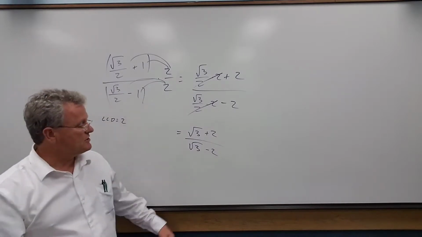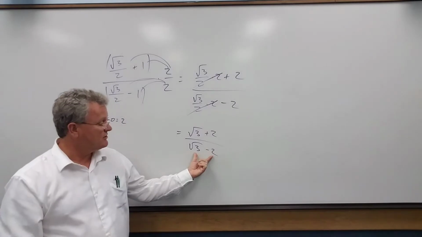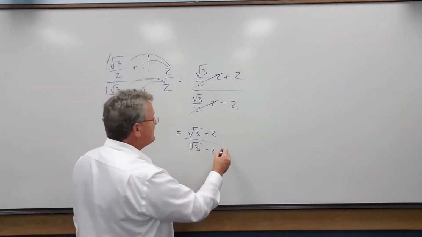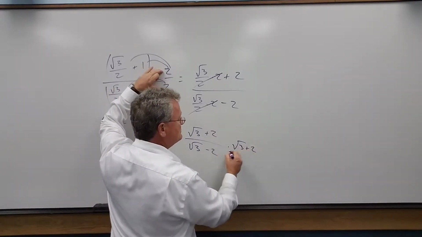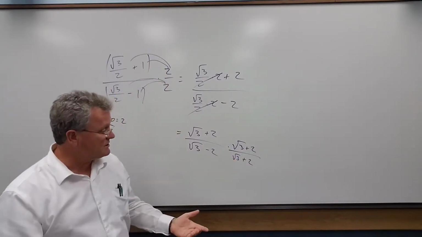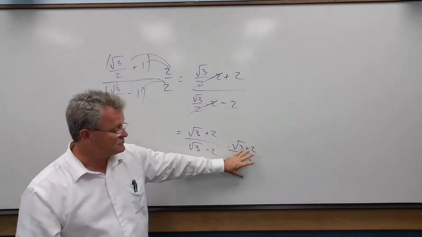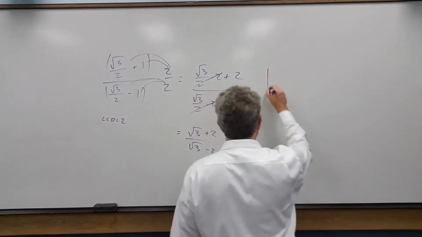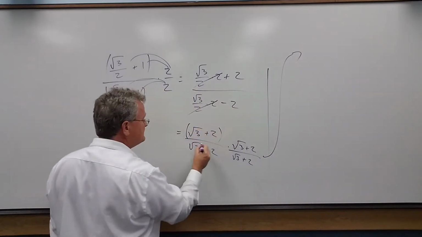Now most teachers are going to want the denominator rationalized. To rationalize this denominator, we multiply by the conjugate, root 3 plus 2. But again, just like over here, we can't just multiply by root 3 plus 2. We got to multiply by root 3 plus 2 over root 3 plus 2, because this is equivalent to 1. Anything over itself is 1, and 1 times any number is the same number.